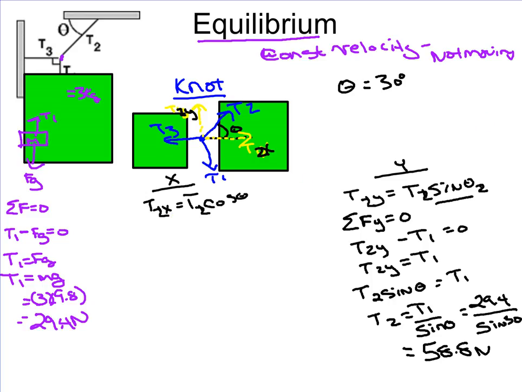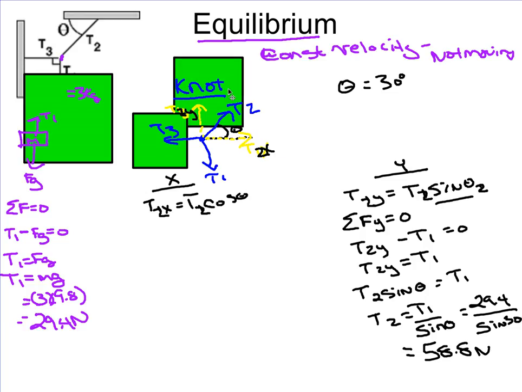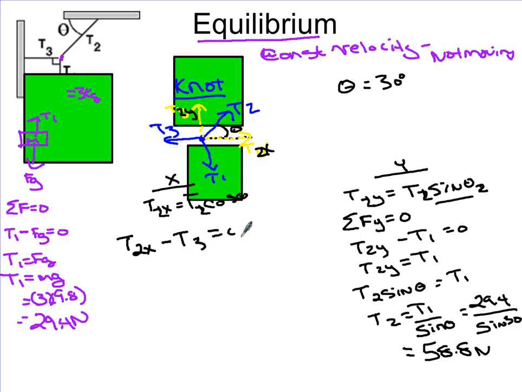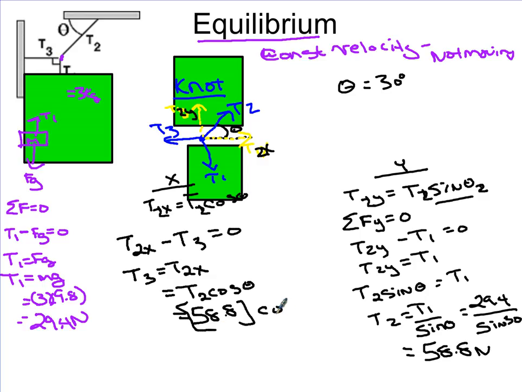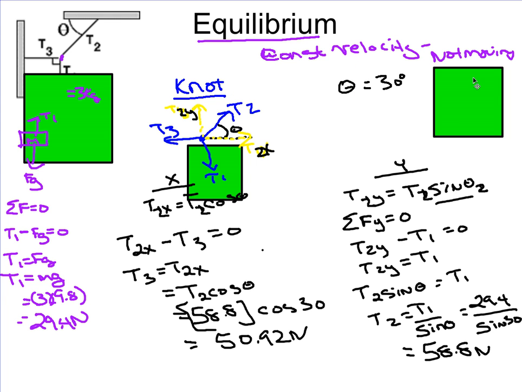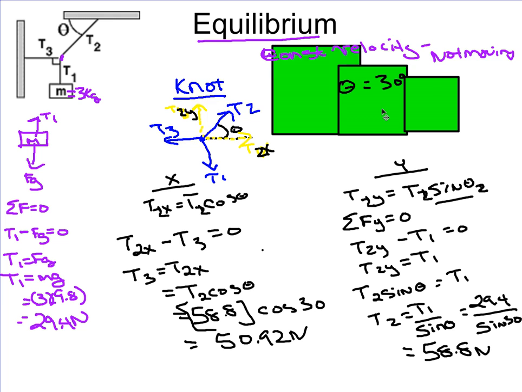Now I go back to my X column, and I'm going to ignore everything happening in Y. The only forces I have acting in X are T2x to the right minus T3, and this has to equal 0. So if I solve this for T3, T3 is T2x, and T2x is T2 cosine theta. I just found T2 is 58.8, and I'm going to multiply that by the cosine of 30. So I get T3 is 50.92 newtons. So this type of equilibrium problem is actually fairly straightforward. You just sum your forces and set them all equal to 0.